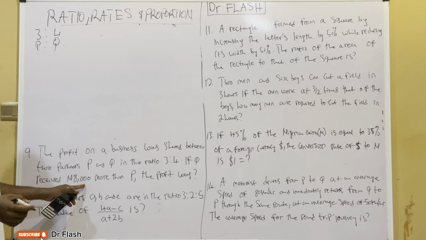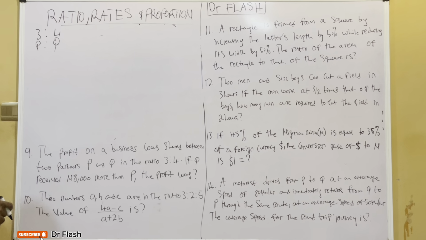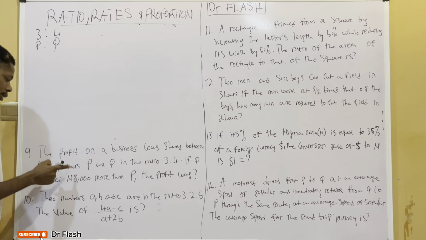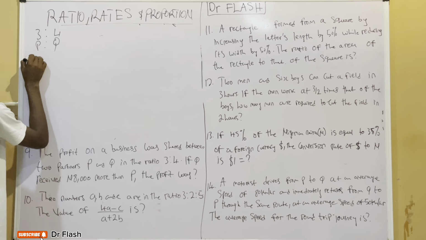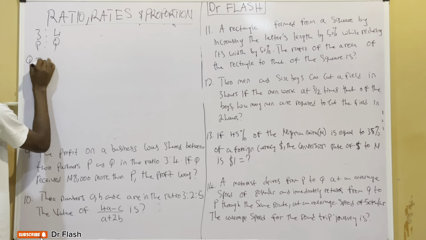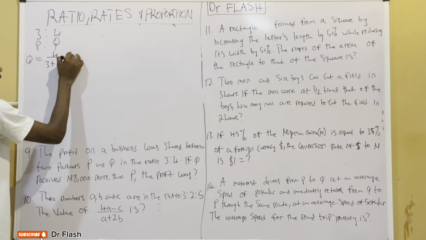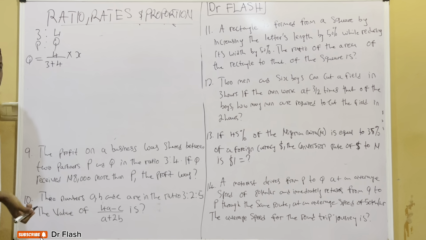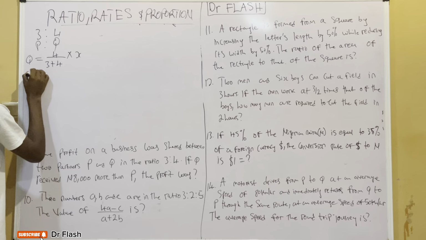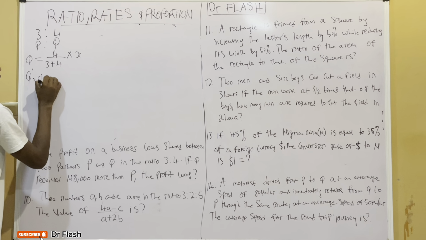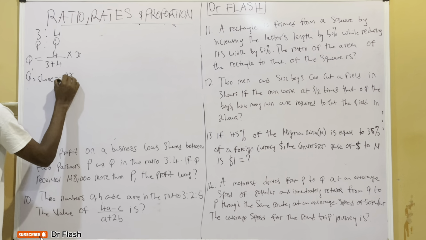If Q receives 8,000 more than P, it simply means that Q had a higher value than P. But first things first, Q's share will be equal to the ratio 4 over the sum of the ratio, 3 plus 4, times what they shared. We don't know what they shared, let's call it x. So Q's share is equal to 4x over 7.